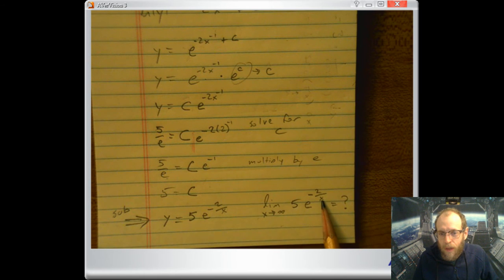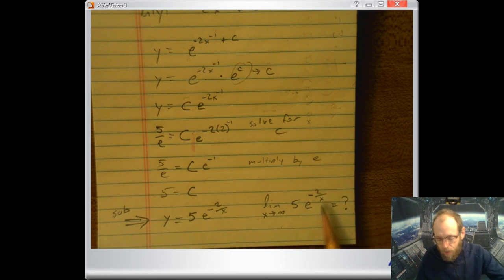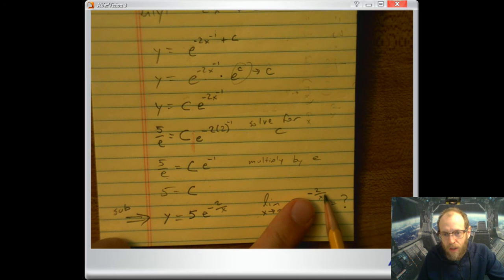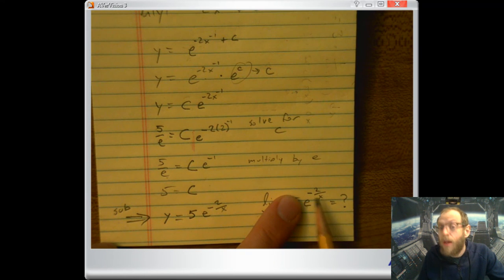As x gets bigger and bigger and bigger, what's going to happen to just this exponent? So negative 2 over 1,000, negative 2 over 1,000,000, negative 2 over 10 billion. What's that getting close to? So once you have that number in your mind, now ask yourself, okay, what's e to that number?